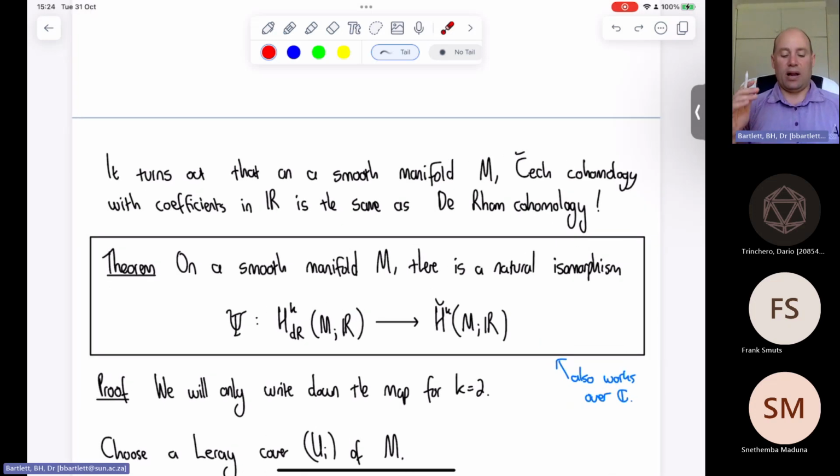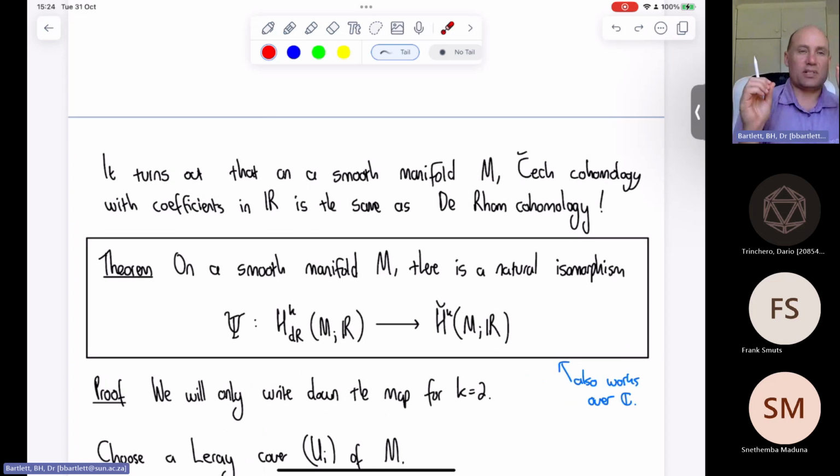So I invite you to go and have a look and see how this works in the book of Schottenloher. He proves it, but let's write it down just for the case k equals 2, because that's going to be the case we're going to be interested in for the case of Kähler manifolds, right? So let's see how this works for k equals 2. So I'm going to take a de Rham 2-cocycle, which is a closed 2-form, and I'm going to map it onto a Čech 2-cocycle, which is a locally constant function defined on triple intersections. So how am I going to get that?